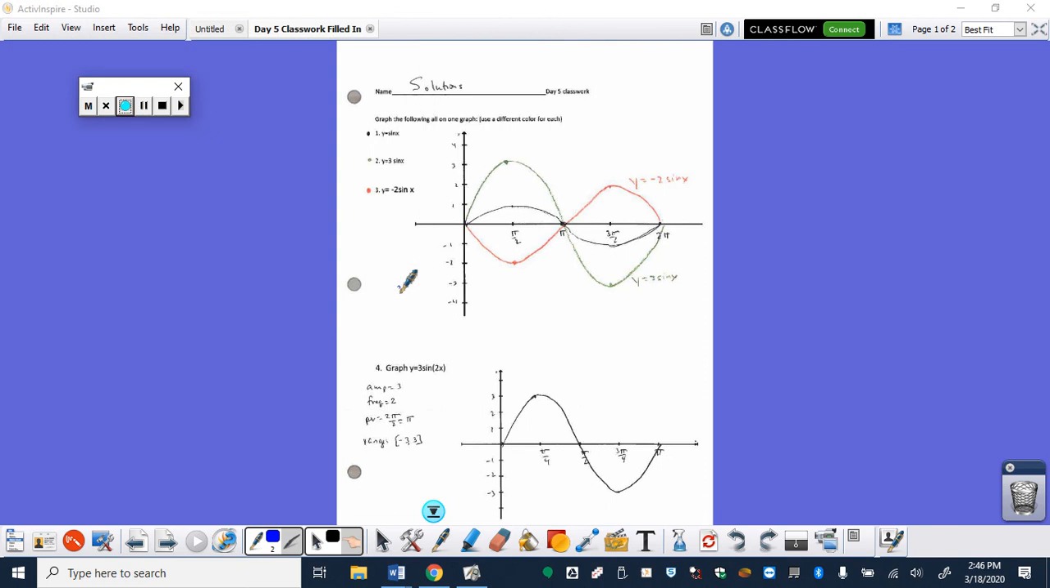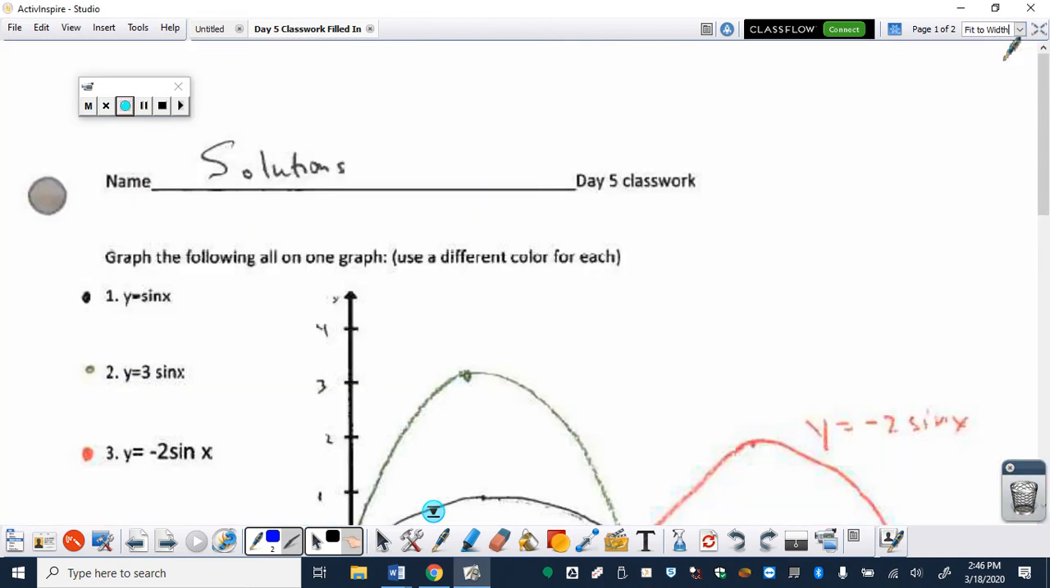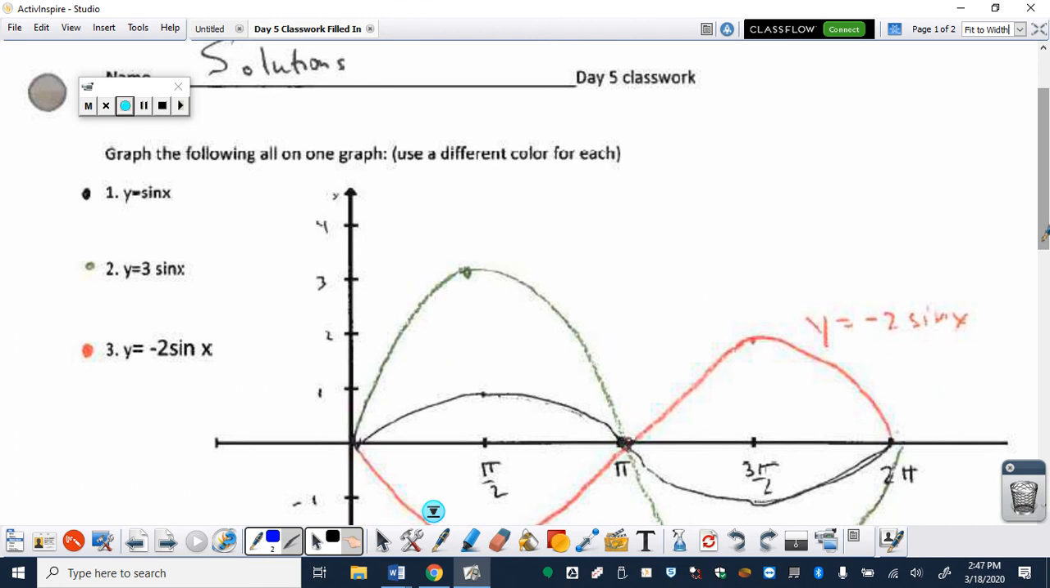Okay, we're going to go over the day 5 classwork. In this one we had three problems to practice graphing. Number 1, we practiced graphing y equals sine x, and that's the parent function, that's in the black. I will highlight it in turquoise. So there's my class, there's y equals sine x.